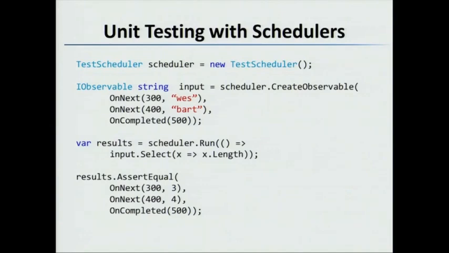So we create a test scheduler, and now we want to create some fake input that we're going to test. The angle brackets seem to have disappeared, but they're right here. And so we have observable string input. We create the observable. Here we have Wes and Bart coming at time 300 from the start of time and 400 from the start of time, and then an uncompleted message. And then we say, run this test, this query, and the query we give it is the input, and we project each thing to its length, and then we assert that the output looks like this. This is how our tests look internally.